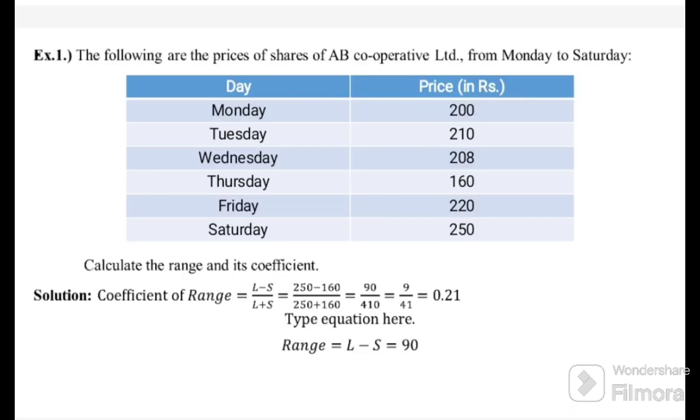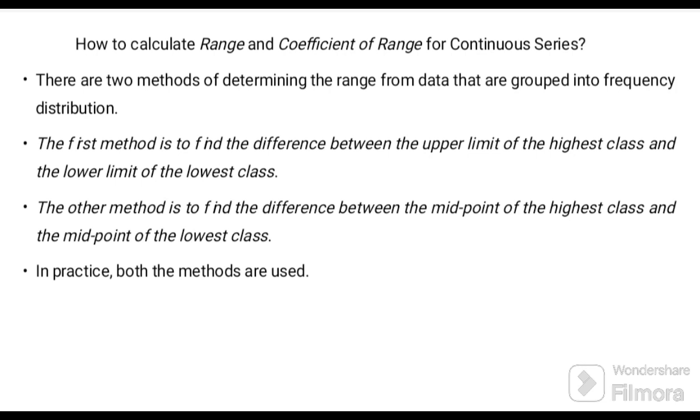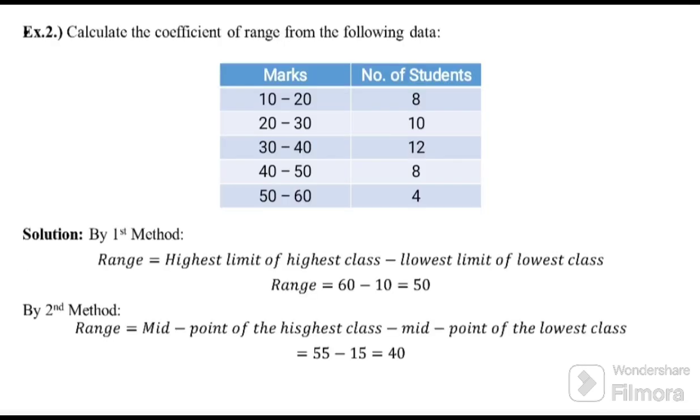Now from our example here, when we calculate the range, we take the upper minus the lower, which means it will be 250 minus 160, which equals 90. But when it comes to its coefficient, we take the largest minus the lowest and divide by the largest plus the lowest, which gives 0.21.